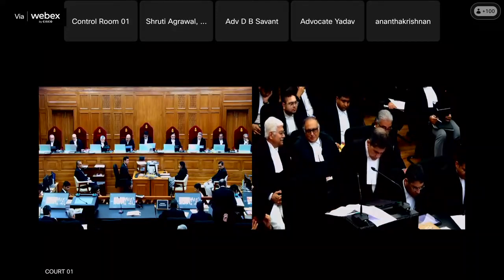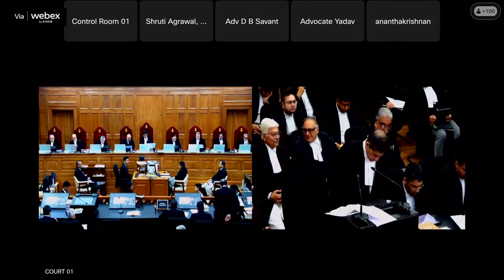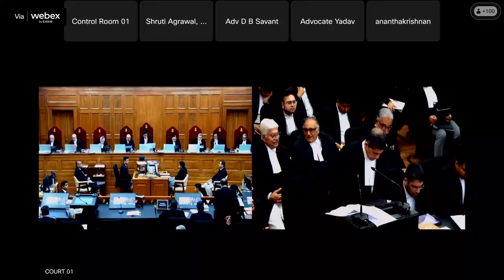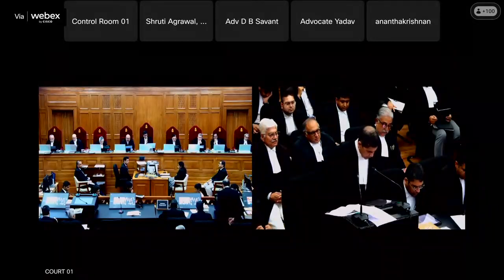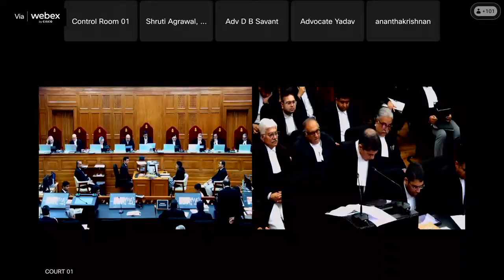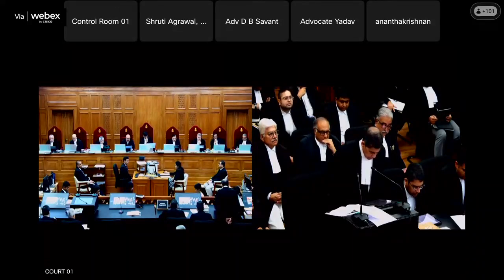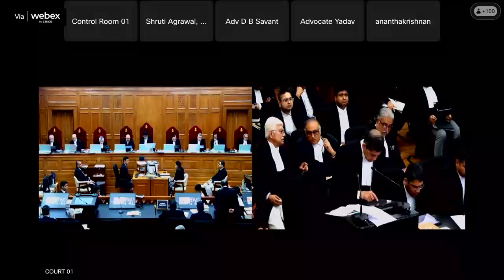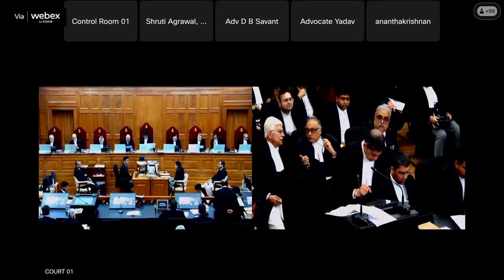If we apply the same principle of harmonious construction to entries 24, 26 and 27 of list 2, the term industry in 24 would not take within its ambit trade, commerce or production, supply, distribution, which are the express province of 26 and 27 of list 2. Similarly, entry 52 in list 1, which deals with industry, also would not cover trade, commerce in or production, supply, distribution of the products of those industries which fall in entry 52 of list 1. For the industries falling in entry 52 of list 1, these subjects are carved out and put in entry 33 of list 3. Now please see 15.